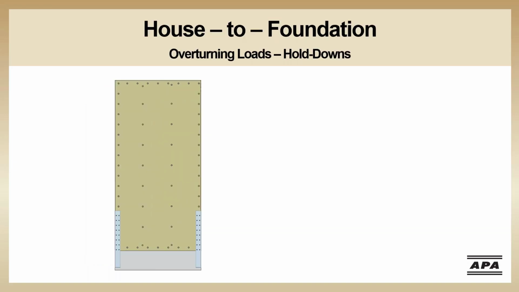Hold downs must be installed properly to be effective. One error that is commonly observed is improperly locating the hold downs. When the wind blows from the left, the lower left corner of the panel will experience the largest overturning load. So this is where the hold down needs to be located. When the wind blows from the right, the opposite is true.